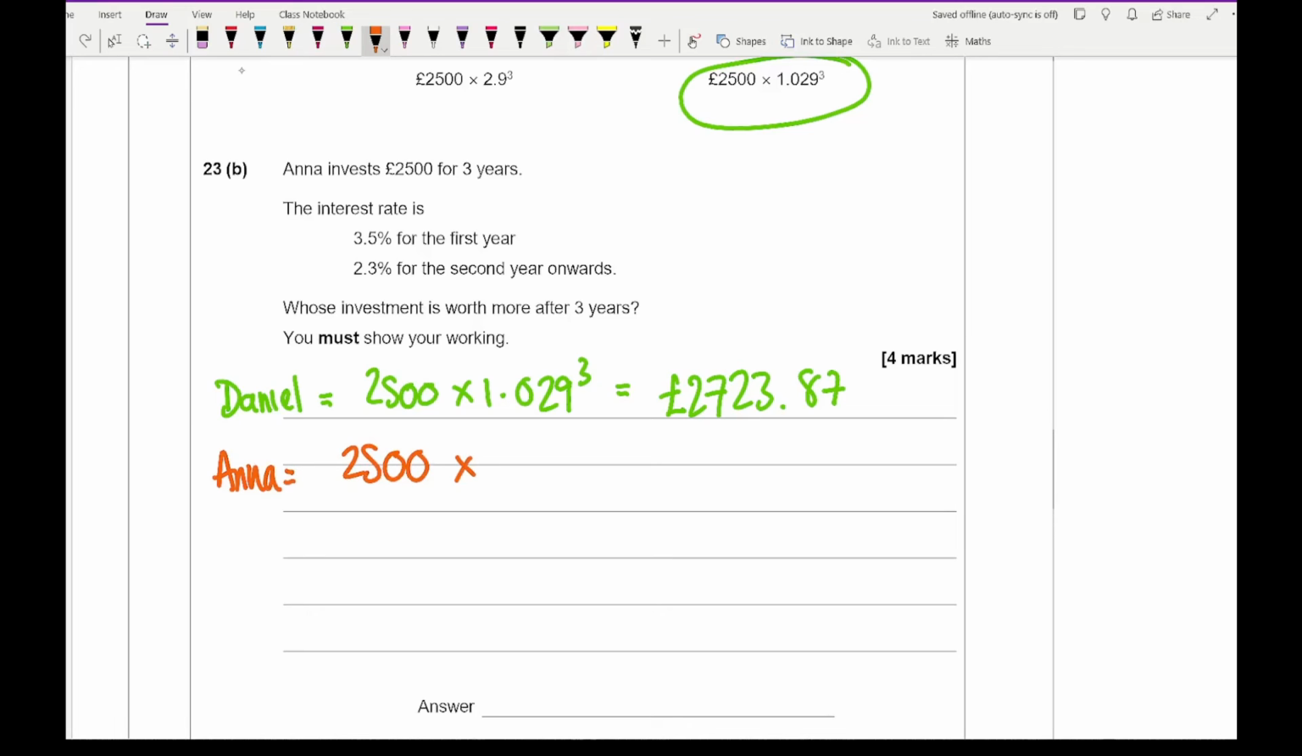I then multiply that by a 3.5% increase, and then I multiply it by 2.3% for 2 years. If I type that all into my calculator, I get an answer of 2707.89. And which one is more? It's going to be Daniel.